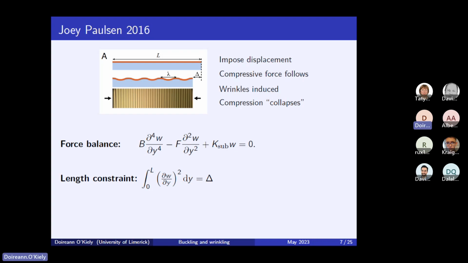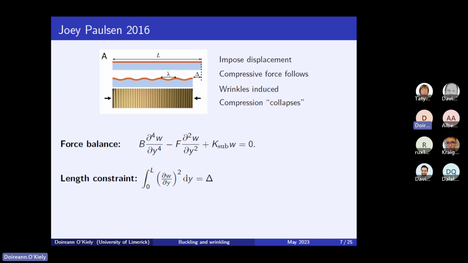Okay, and you have to satisfy this force balance subject to some length constraint, and that length constraint says that whatever end-to-end displacement I impose, that reduction in length has to be accommodated by the wrinkles. So the wrinkles have to go up and down enough to account for the fact that I have reduced the total length.